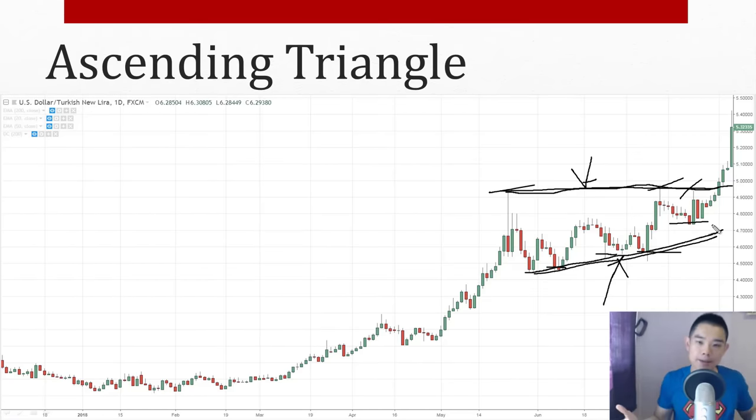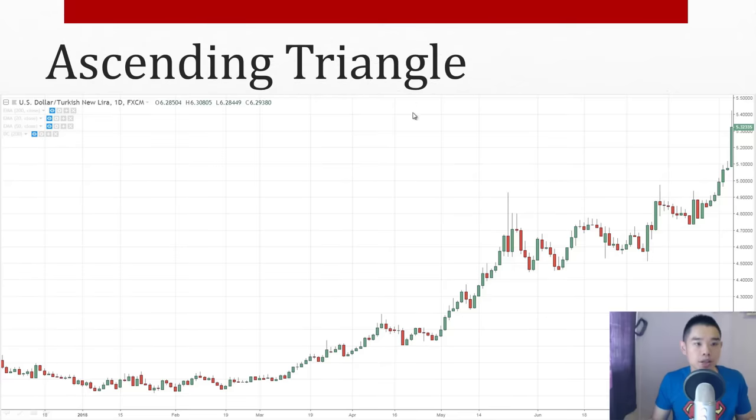This tells you that the buyers are willing to buy at these higher prices. So this is a sign of strength. We won't talk about the exact strategy on how to trade this yet, but I just want to share with you the concept, the idea behind the ascending triangle, and the meaning behind it. So this is for the ascending triangle.